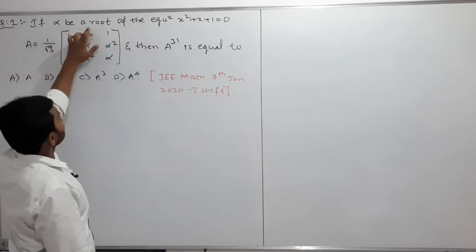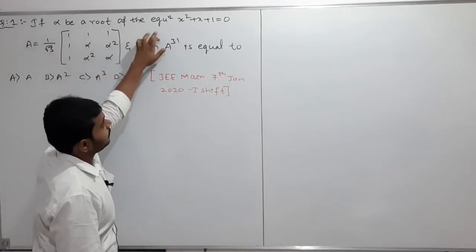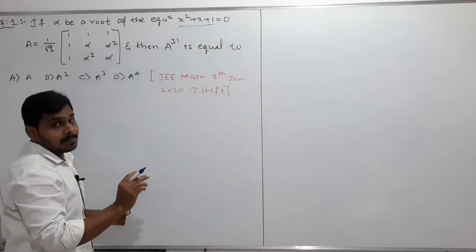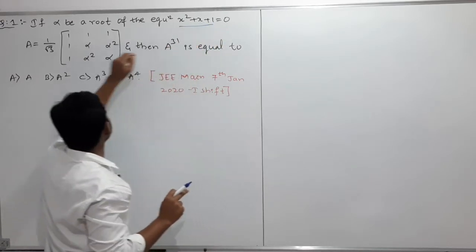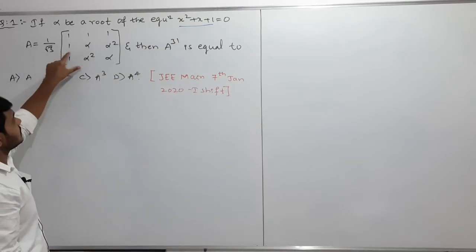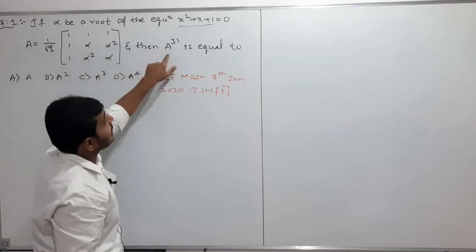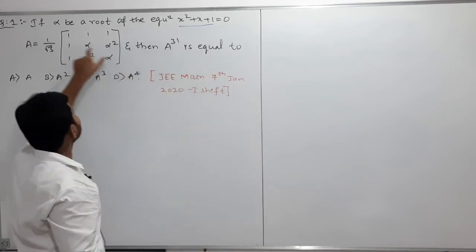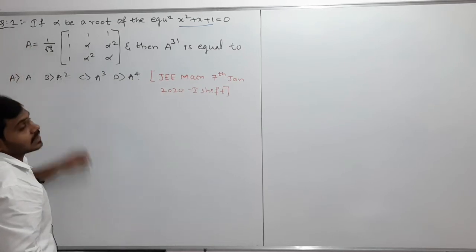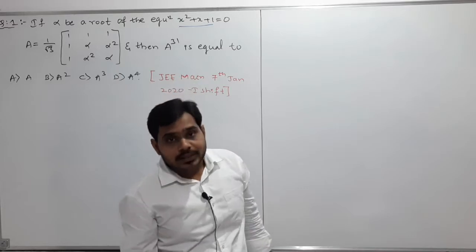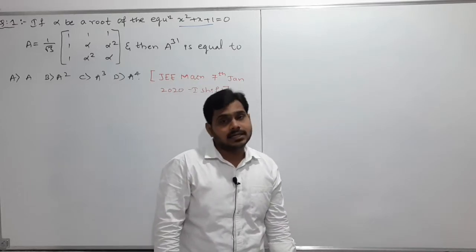If alpha be a root of the equation, so they have given you one equation here. So alpha is the root of this equation, and they have given you A. A is a matrix. The value of the matrix A is this much, and then the value of A to the power 31 is equal to. It means you should calculate the value of A to the power 31. Already they gave you matrix A. We should calculate A to the power 31.